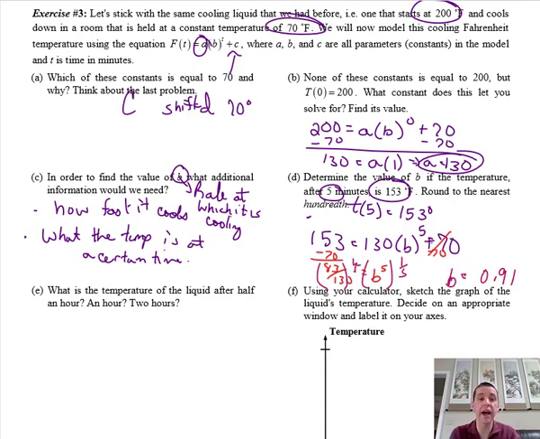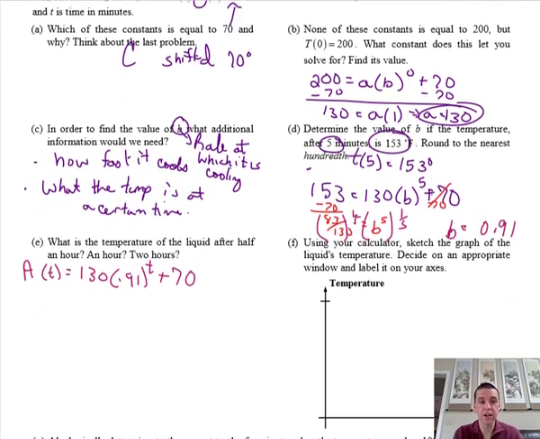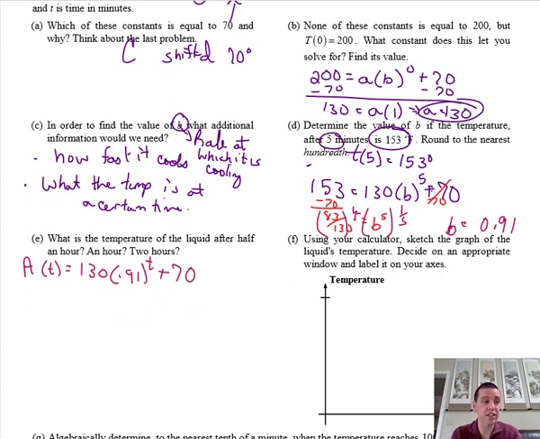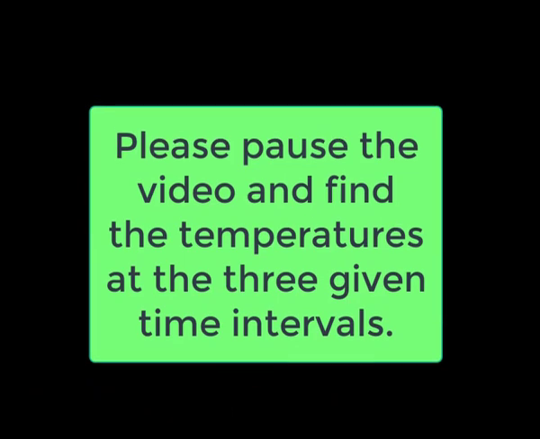Now we have everything that we need. Our final equation is A of T equals our A value 130, our B value 0.91 raised to the T plus 70. So what you're going to do is put that in the calculator and find out the answers. So right now, pause it please.